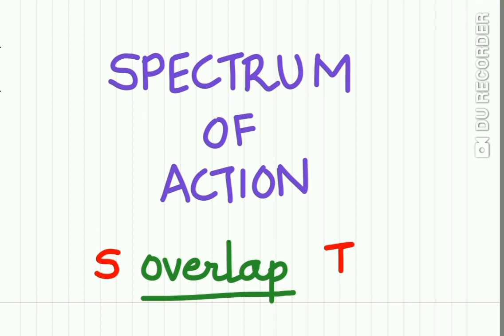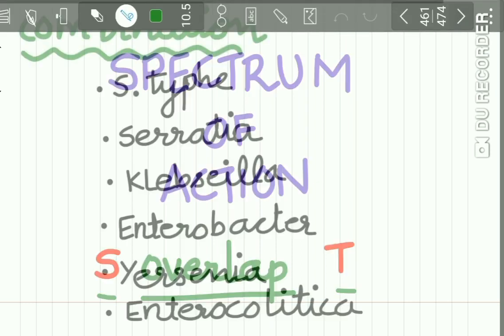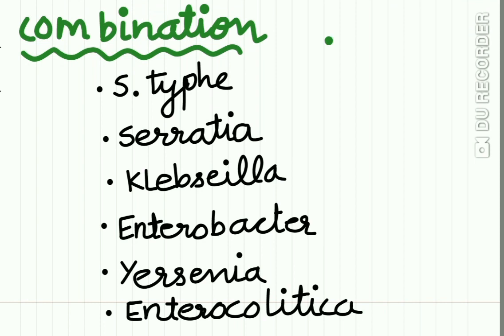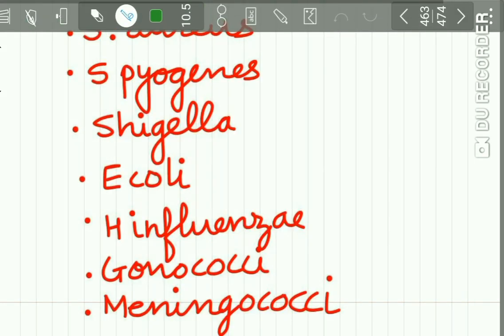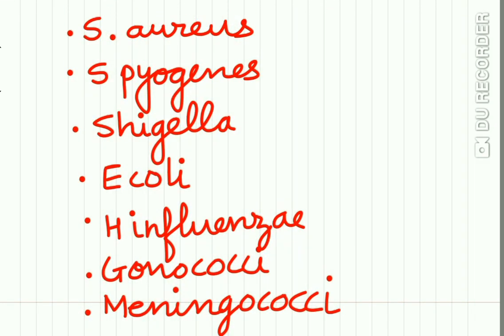Now, the spectrum of action of Cotrimoxazole. The antibacterial spectrum of sulfonamide and trimethoprim overlap with each other. The combination of these two drugs is effective against Salmonella typhi, Serratia, Klebsiella, Enterobacter, Yersinia enterocolitica. And many sulfonamide-resistant strains are also susceptible, including Staphylococcus aureus, Streptococcus pyogenes, Shigella, E. coli, H. influenzae, Gonococci, and Meningococci.